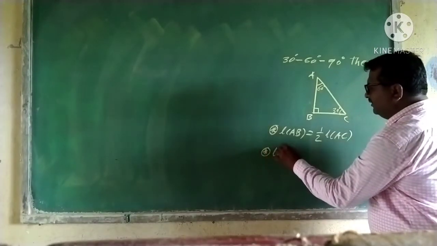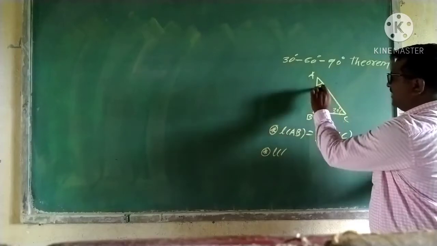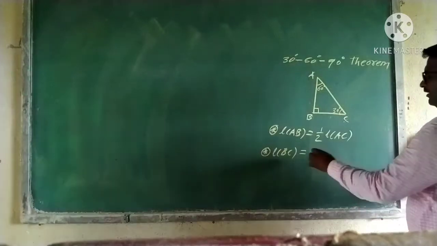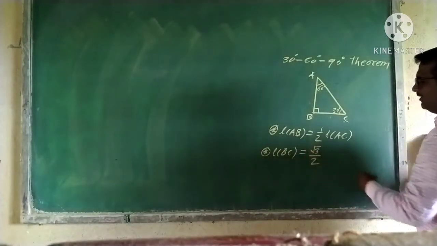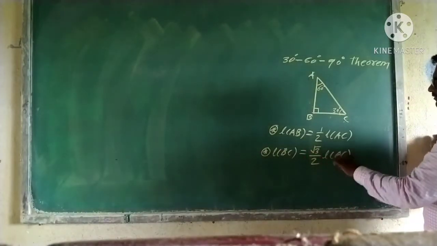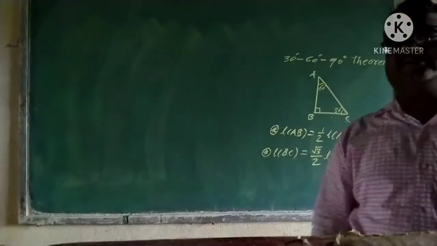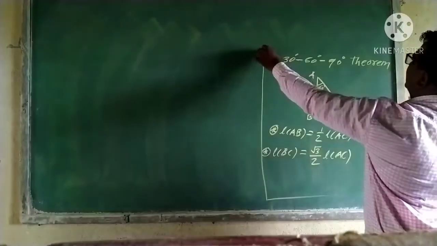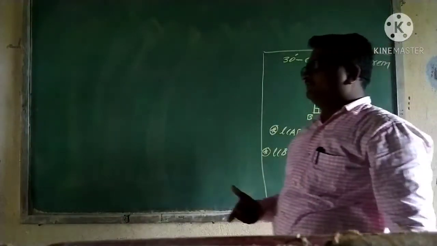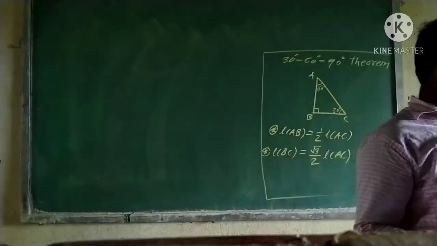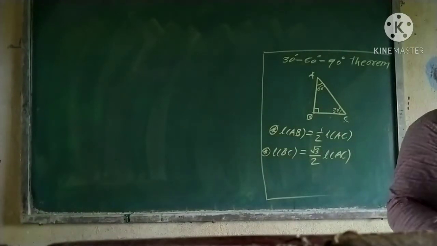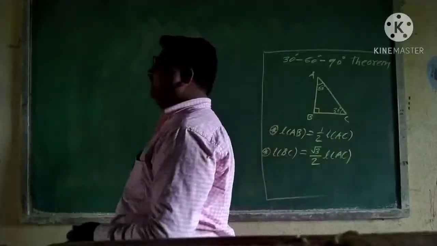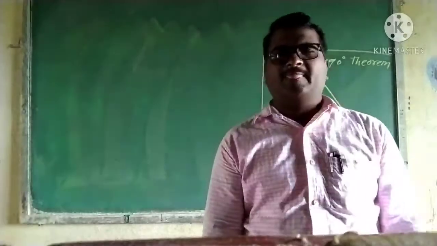Let the side BC, which is opposite, समोरील बाजू आहे BC, is equal to square root 3 divided by 2 times the hypotenuse, कर्ण काय आहे AC आहे. Now here by using this 30-60-90 theorem we can find the measure of 30 degree, 60 degree for different trigonometric functions.